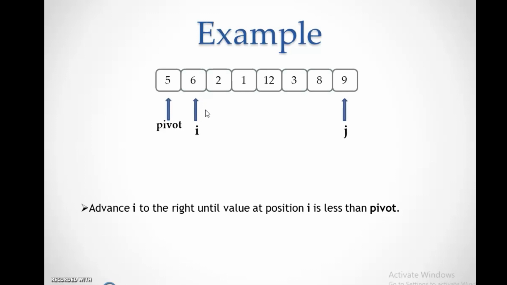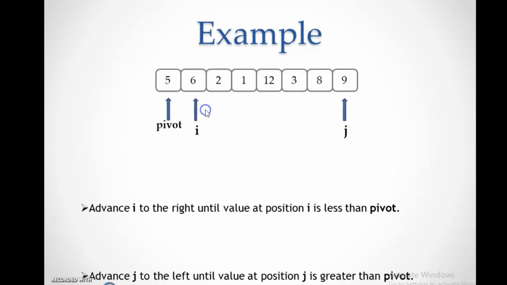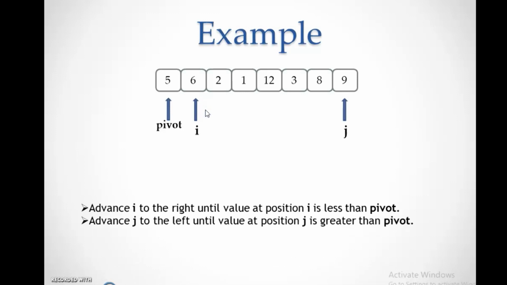So in this case, I has an element 6. So therefore it's already greater than 5. So we're not going to move I. So after that, we go to J. Now it is said that we will advance J until we find a number that is actually less than pivot. So we will advance it whenever we find a greater element.